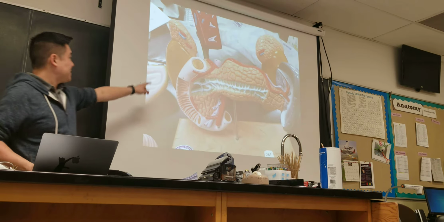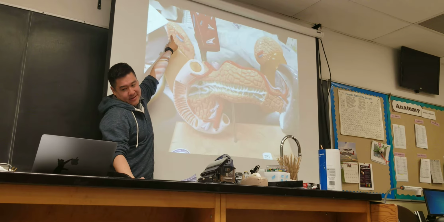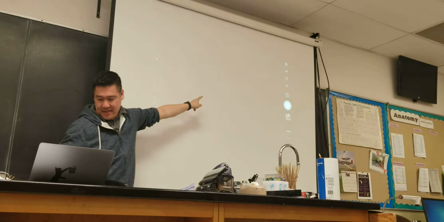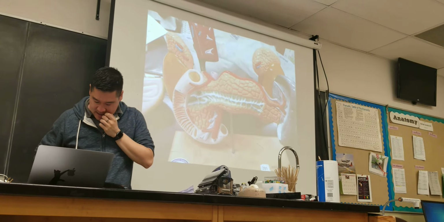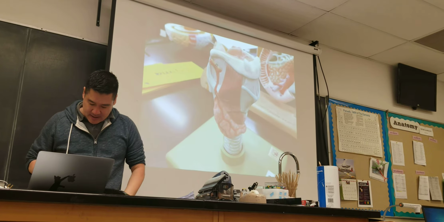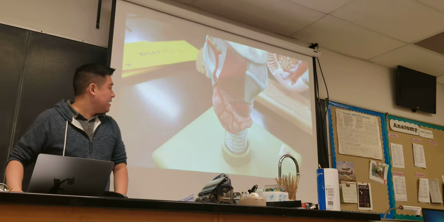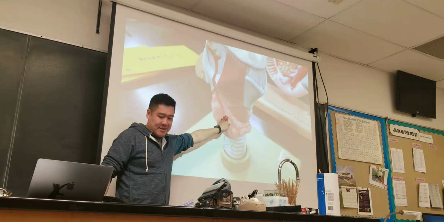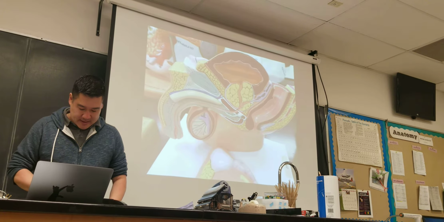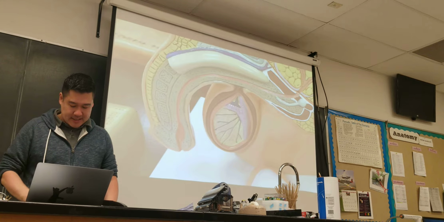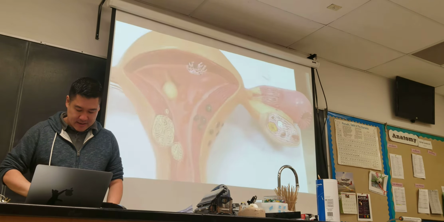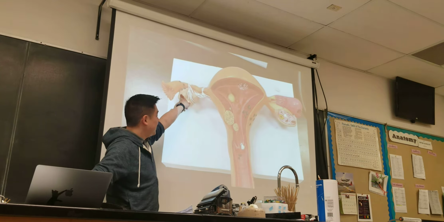Alright, so which organ is this one? Adrenal glands. Pancreas. Okay, and then you guess this. Okay, this one. Thyroid gland on the trachea. And this one. Testes. And this one. Ovaries. Okay.